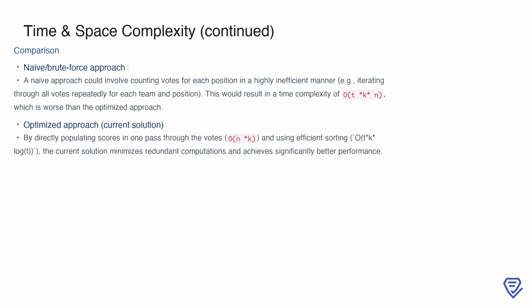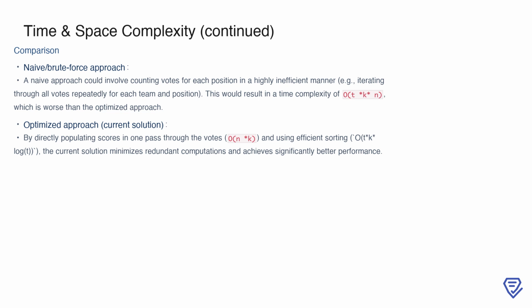Let's compare this optimized approach to a naive or brute force method. A naive solution might involve repeatedly iterating through all votes to count the rankings for each team and each position. This approach would involve T teams, each requiring k positions to be evaluated across n votes. The resulting time complexity would be T*k*n, which is significantly worse than our optimized solution.